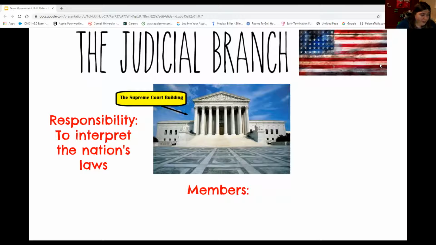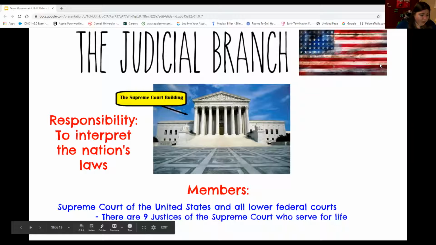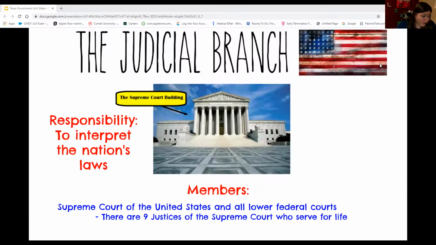Okay, and basically what we're looking at is the Supreme Court. This is the highest court inside of our nation. So what we're seeing here is the Supreme Court of the United States and all lower federal courts. There are 9 justices of the Supreme Court, and they serve for life. They are appointed by the executive branch and then approved by the legislative branch.